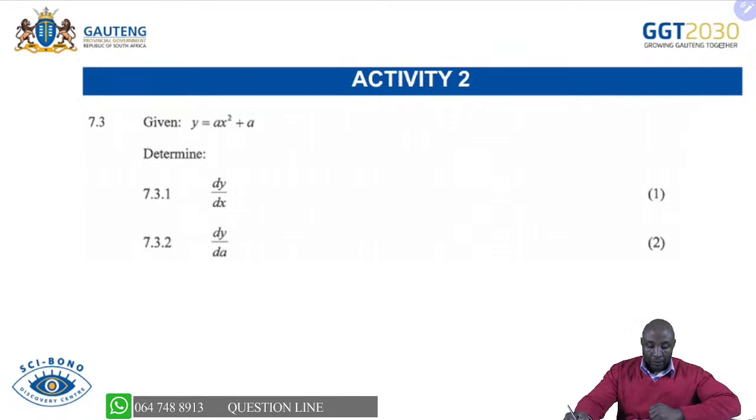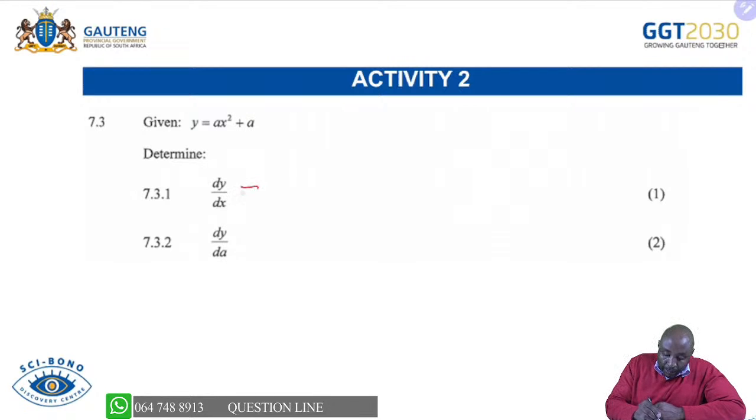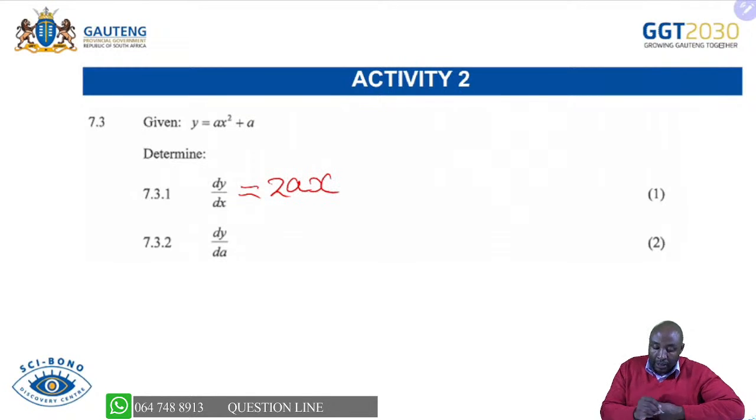7.3, we have our y as ax squared plus a. To find dy dx, you are finding the derivative with respect to x. That one will give us our answer as 2ax as our solution. Because our exponent is 2, we multiply that by a, we get 2a. The exponent reduces by 1 to get x to the power 1. And as you can see, there are two variables there. So we can still find the derivative with respect to a, and that one will give us our dy dx.